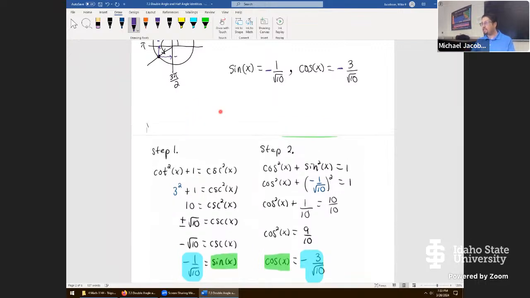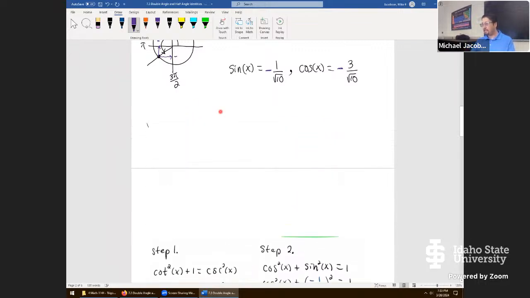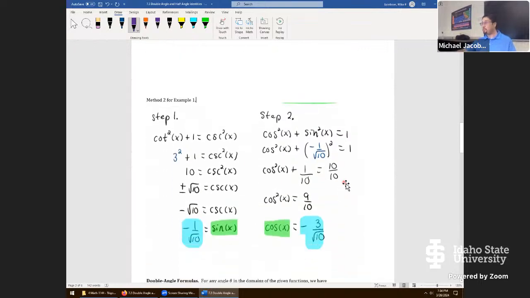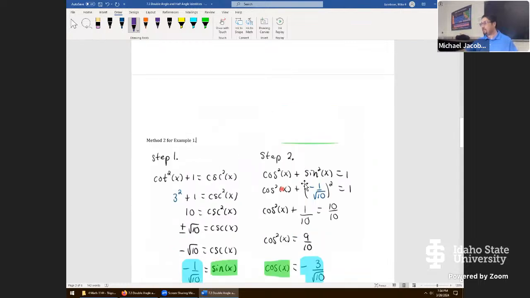I'll just drop it here and call this method 2 for example 1. So if you'd like to run through that different process, here's another way to do it without SOHCAHTOA. It looks horrible in all honesty, but it is good practice to see it this way as well.